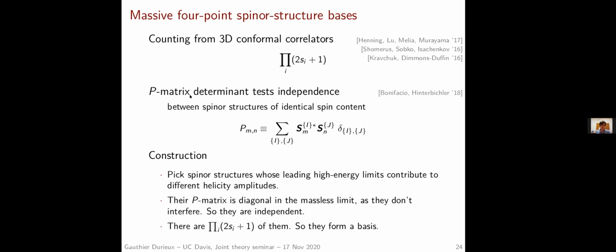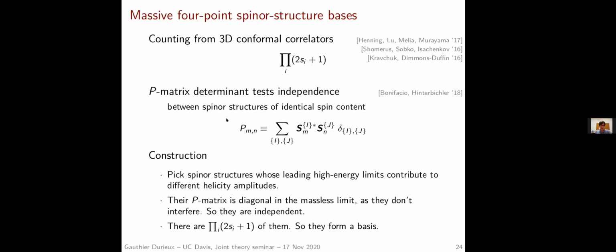it's useful to define this P matrix as those people did, and it's constructed from the inner product between spinor structures. So what you basically do is take the conjugate of one of them, set the little group indices to be equal, and then sum over those little group indices. That's kind of the interference between those two spinor structures.